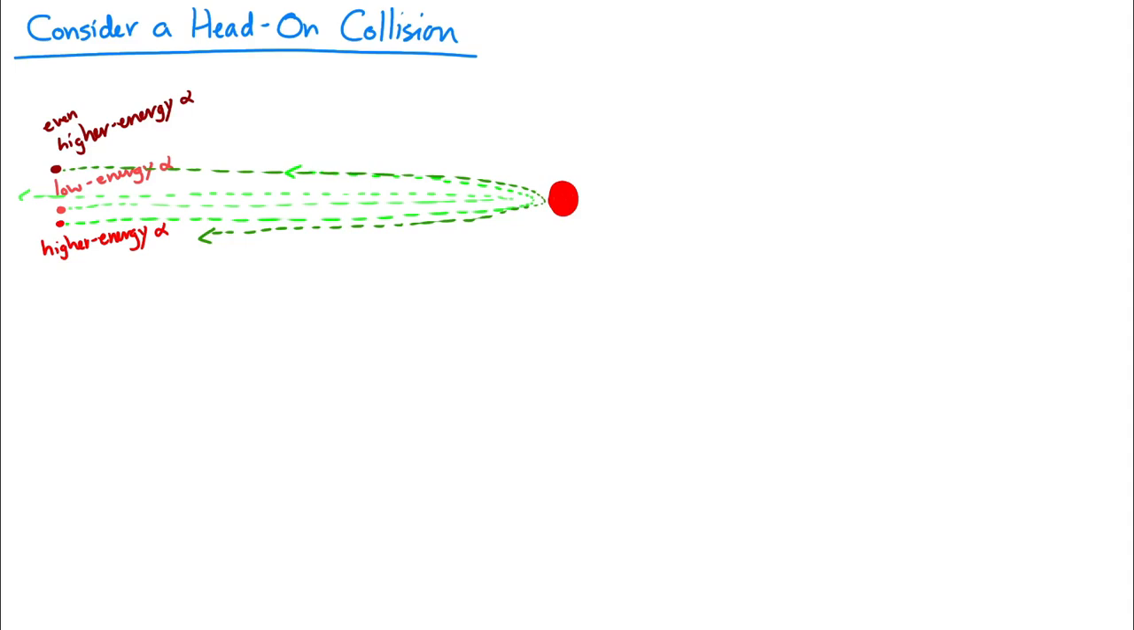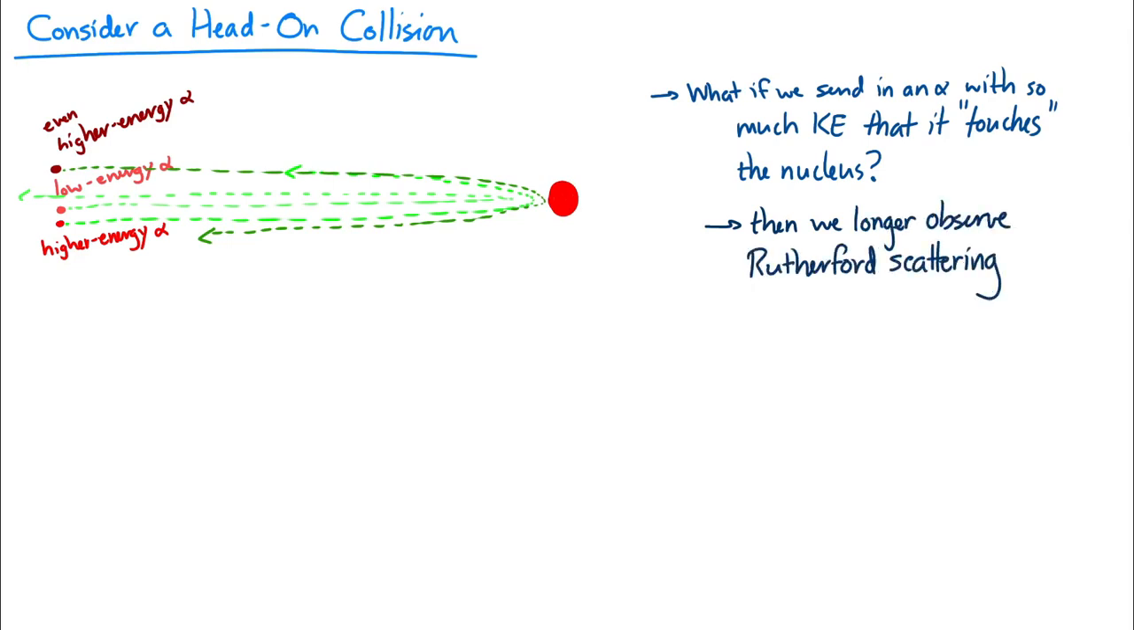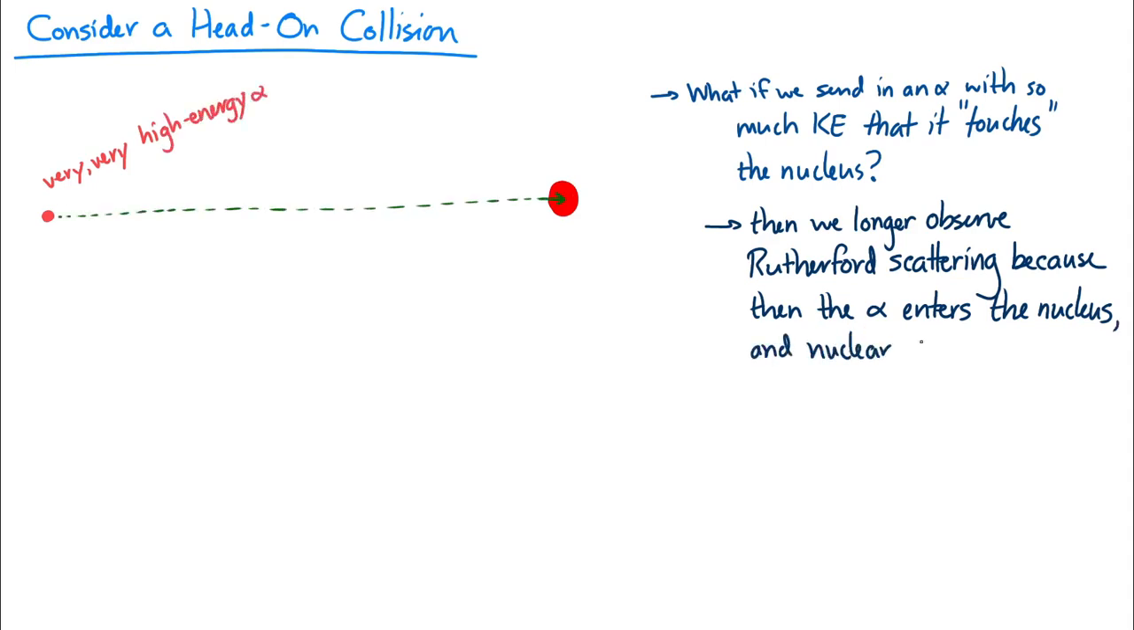So what happens if we send in an alpha particle with so much kinetic energy that it actually touches the nucleus, whatever that means? Well, in that case, we no longer get Rutherford scattering, because essentially the alpha particle enters the nucleus. It's no longer deflected like it was before. It actually gets into the nucleus, and nuclear forces become important.